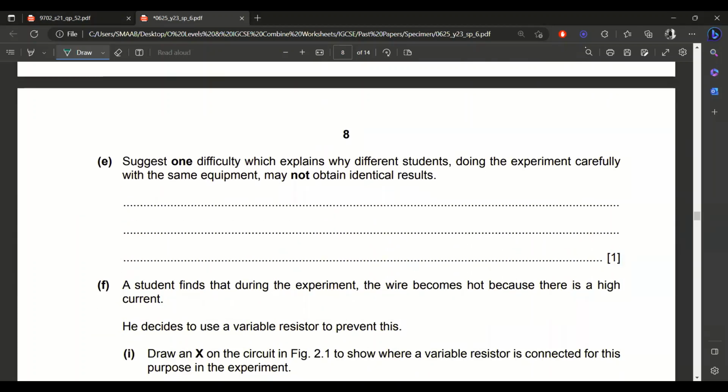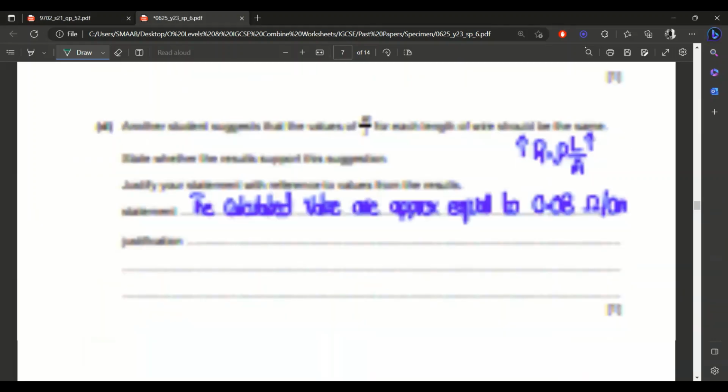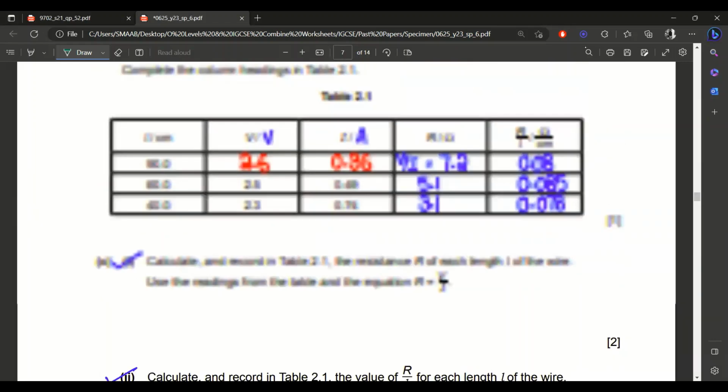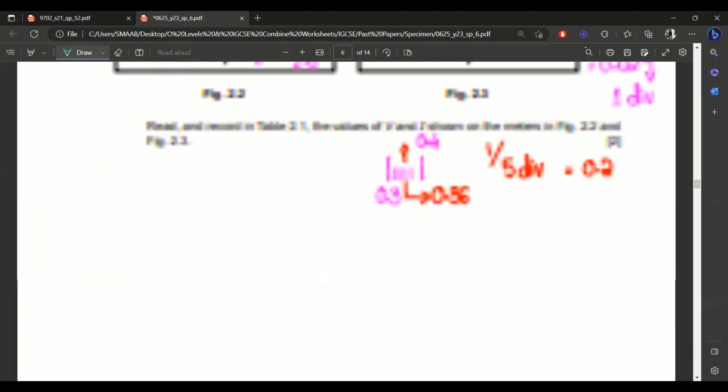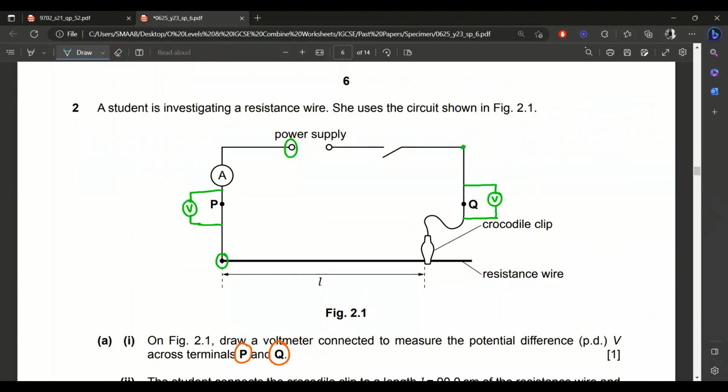And suggest one difficulty which explains why different students doing the experiment carefully with the same equipment may not obtain identical results. So what will be the difficulty while they are performing the experiment? So let's go back towards the setup and try to find out what difficulty a student faces while performing the experiment.